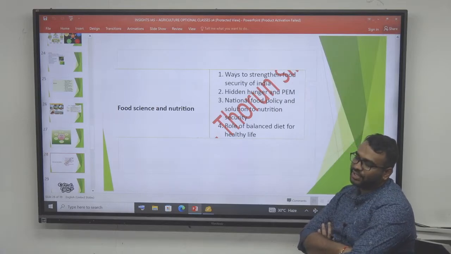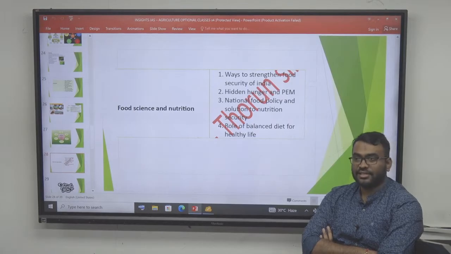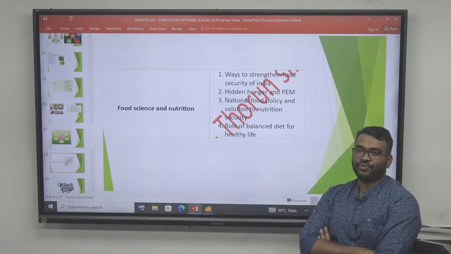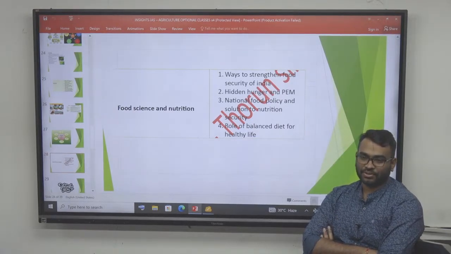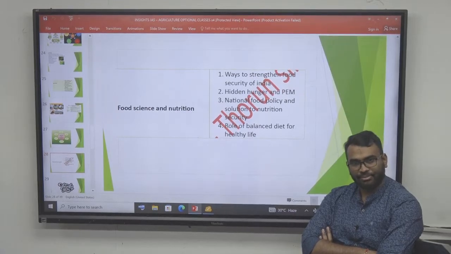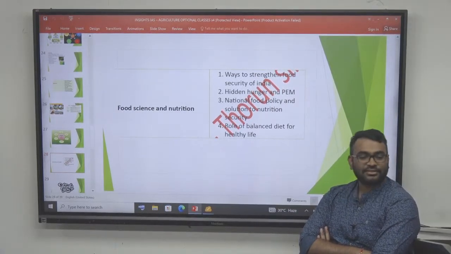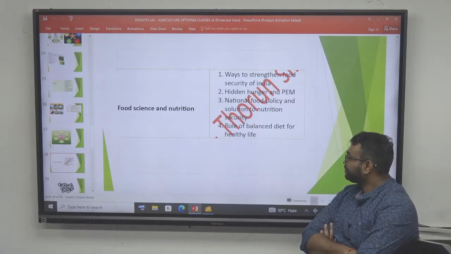Next one is national food security. India, especially after the NFSA, that is the National Food Security Act, is focusing more and more on ensuring both food security and nutritional security. Here you should understand what the features of this national food security policy are and what its challenges are, and you can suggest some solutions for it.